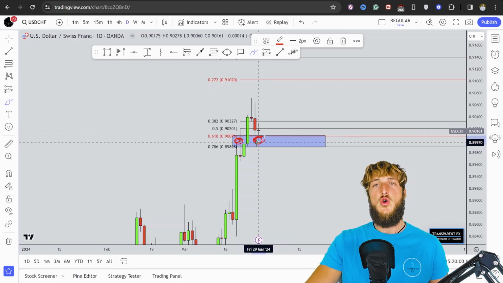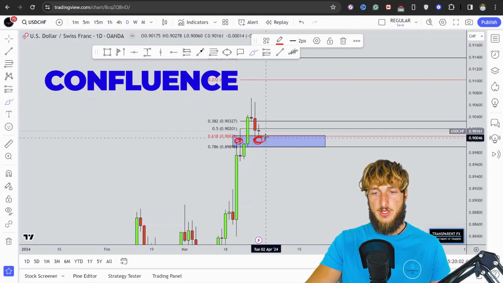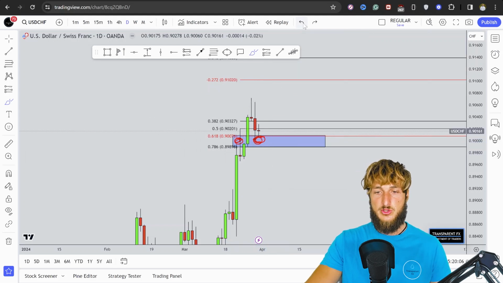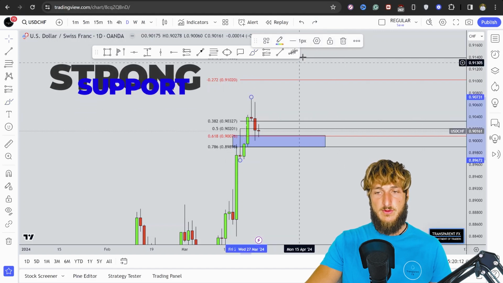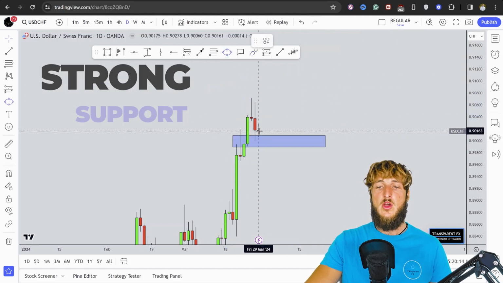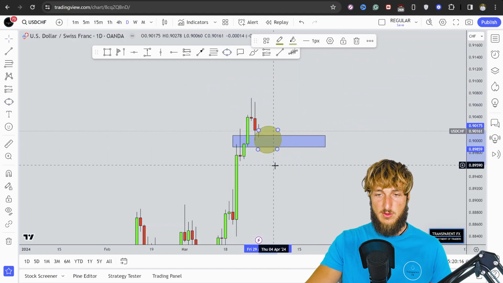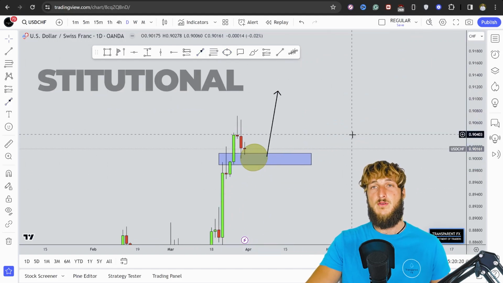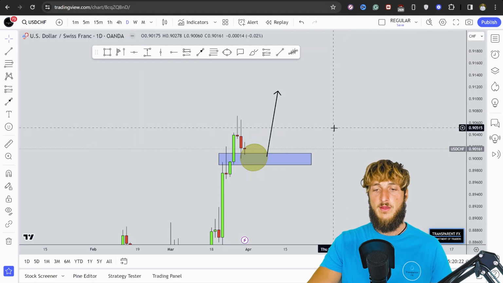So actually, we have confluence of support inside of this zone because we have both the Fibonacci levels and the horizontal support lining up in the same area of price. And this creates confluence of support. And inside of a confluence of support area, we have increased probabilities of getting more institutional longing, which at that point would further increase the probabilities of a potential push higher away from this area.